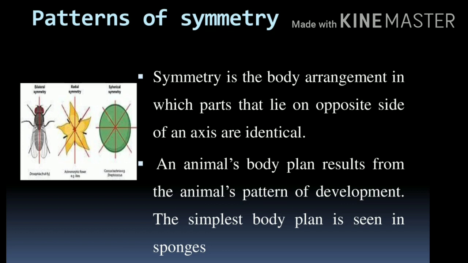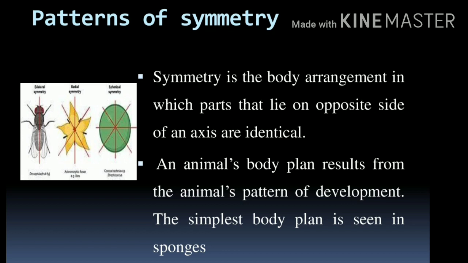So now we complete two levels of basis classification. What is this? One is the cellular level of organization, then tissue level, organ system level. So this is the levels of organization. Okay, the first is complete: levels of organization. The second one is diploblastic and triploblastic organization. The third is patterns of symmetry.